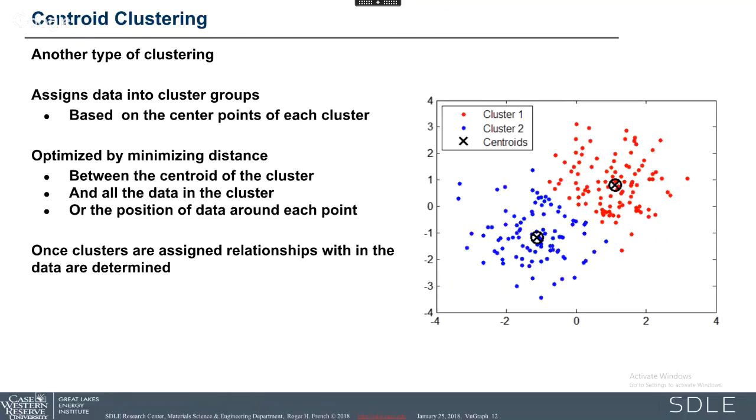In this case, these 2 centroids have ended up at locations where all the data in their respective groups has a minimum distance to that centroid itself. So it's a good way of looking at separations within your data.